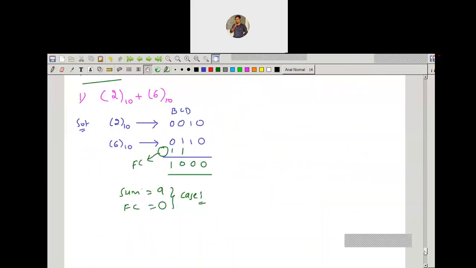Obviously the sum is less than or equal to 9, right? So it is case 1, and the obtained answer is correct. We can also do the normal addition: 2 plus 6 is 8. Okay, now let us move to the second question.